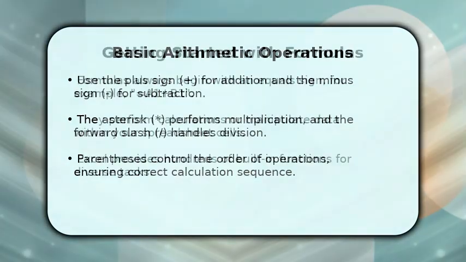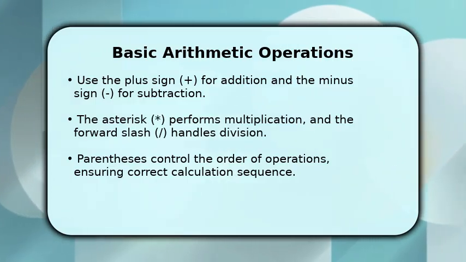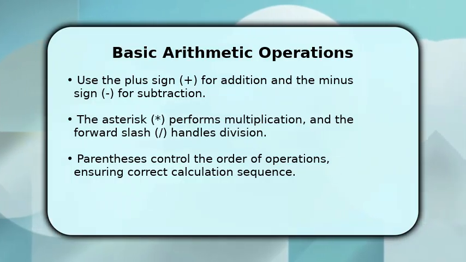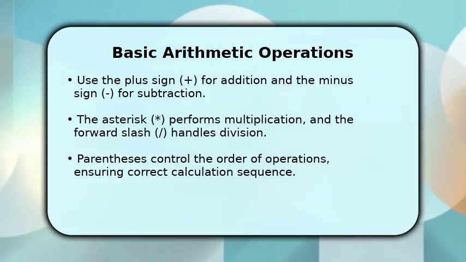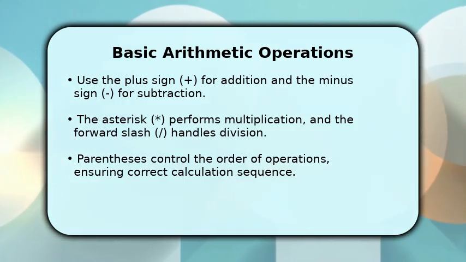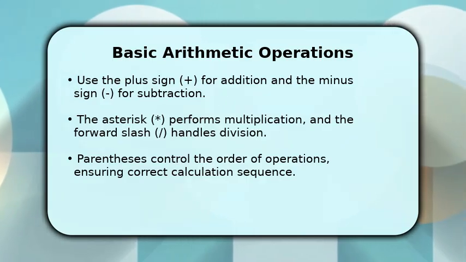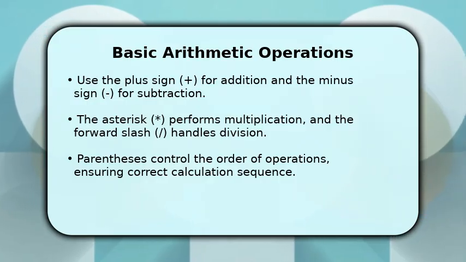Once you understand the equal sign, you can perform basic arithmetic. For addition, use the plus sign. For subtraction, the minus sign. Multiplication uses an asterisk, and division uses a forward slash. Remember, just like in standard math, parentheses dictate the order of operations. For example, 2 plus 3 times 4 equals 14, but 2 plus 3 in parentheses times 4 equals 20.